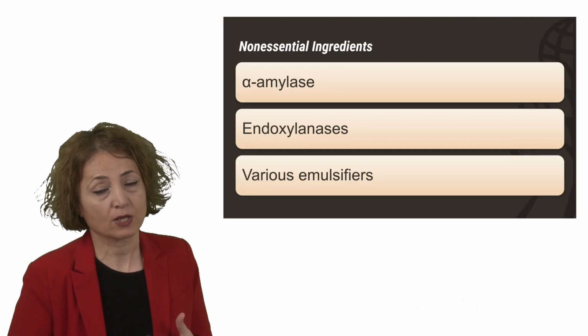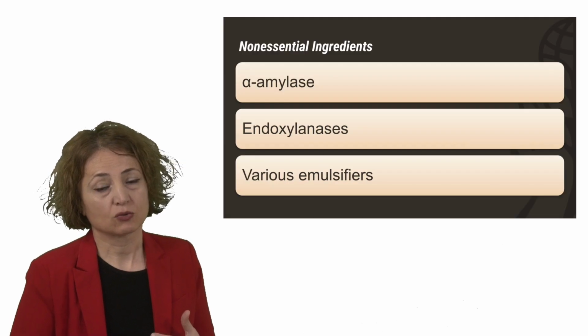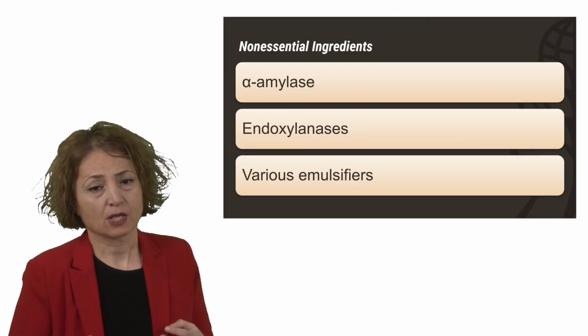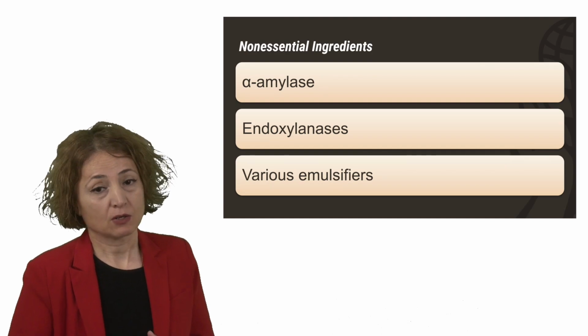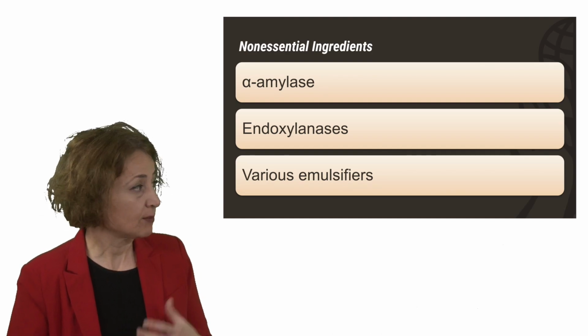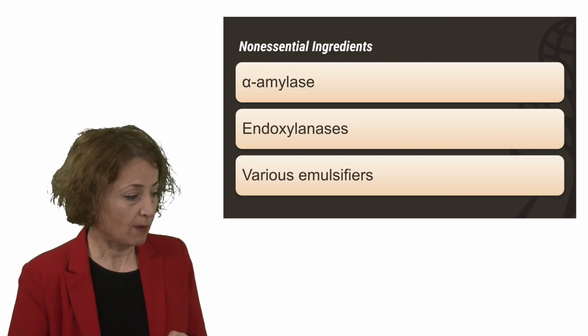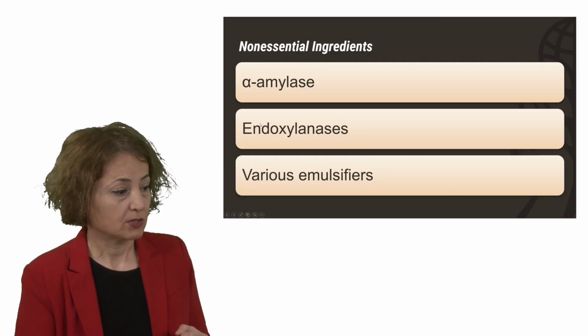They are converting arabinoxylans into smaller molecules so that they have a positive impact on the loaf volume. And there are also various emulsifiers. Emulsifiers are a wide range of compounds. We are going to talk about them more.